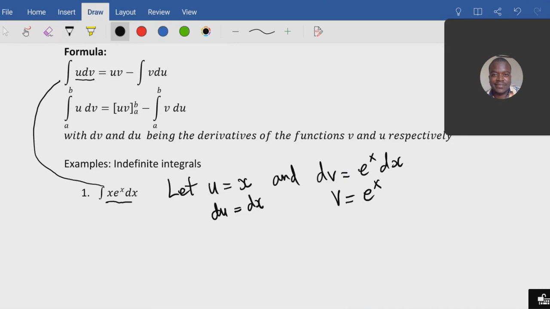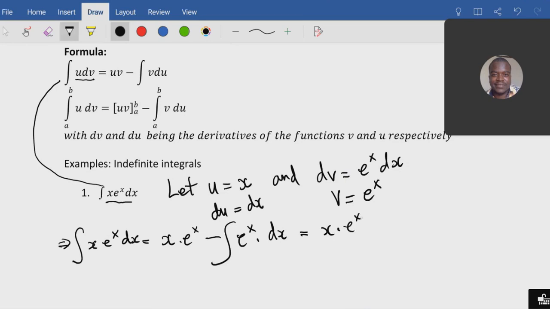So now, going back to the formula, the integral of x times e to the x dx will be equal to u times v, meaning x times v, which is e to the x, minus the integral of v du, which is e to the x times dx. This is further equal to x times e to the x minus the integral of e to the x, which is just e to the x, plus a constant of integration c. So that is our final answer for this particular question.